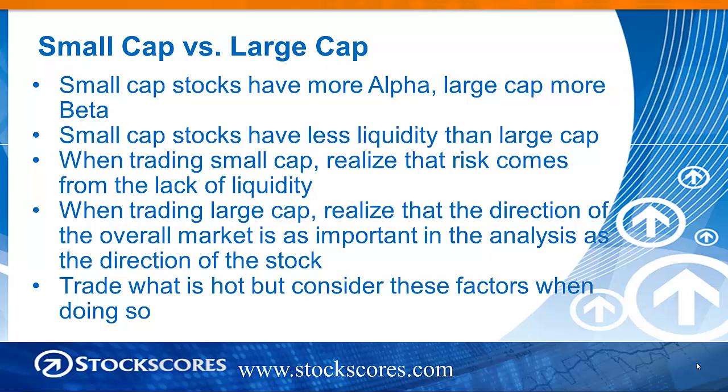Large caps have more beta. What that means is that they are more closely correlated to the overall market. A stock like Microsoft will move in similar fashion to the NASDAQ 100. A company like General Motors will move more like the Dow.